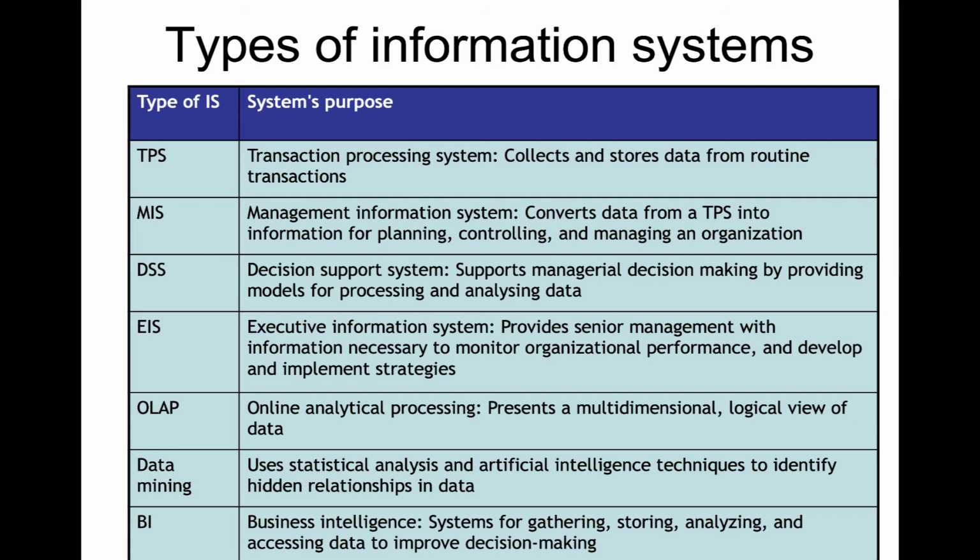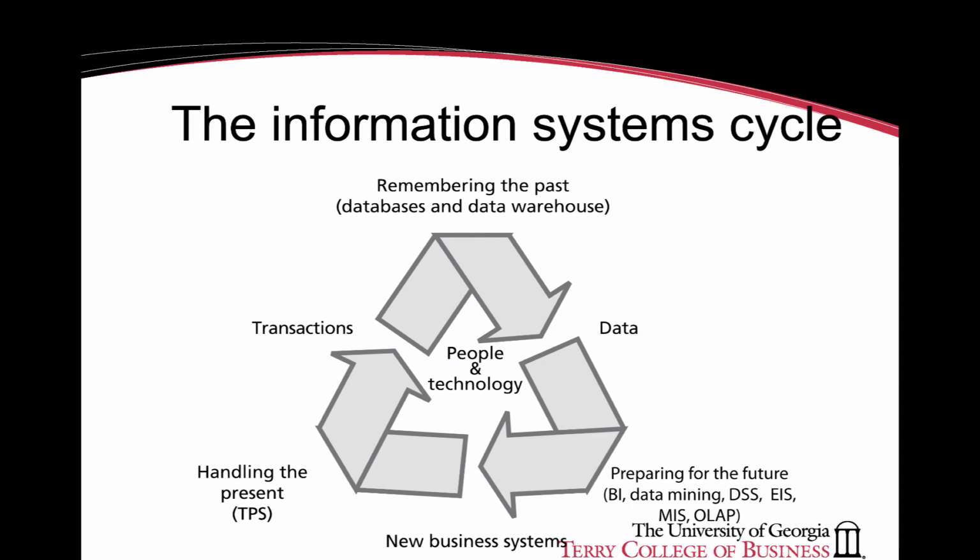If you think about these systems in the context of an information system cycle, databases and data warehouses, for instance, remember the past. They keep track of the history of the organization. Transaction processing systems handle the present, the places where the organization interacts with the external world, interacts with the customer. And systems such as BI systems, decision support systems, help the organization prepare for the future.